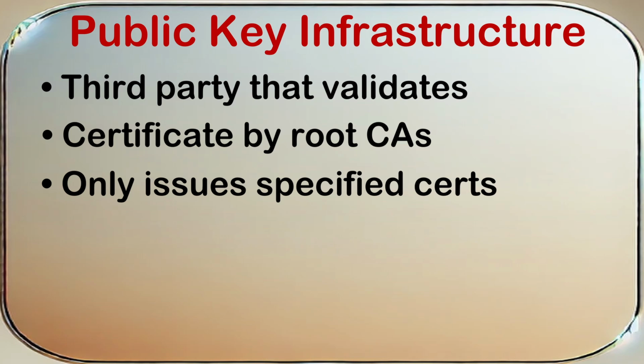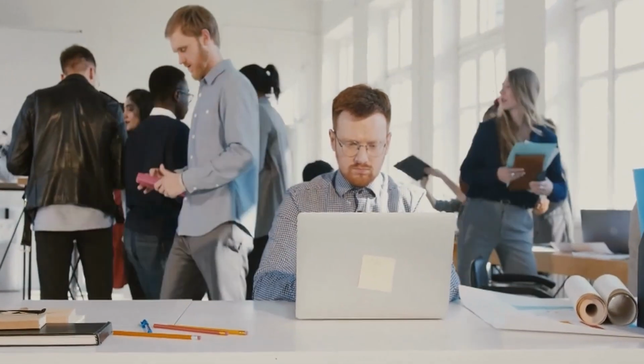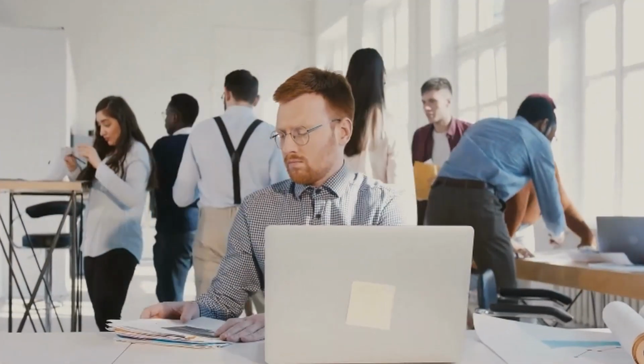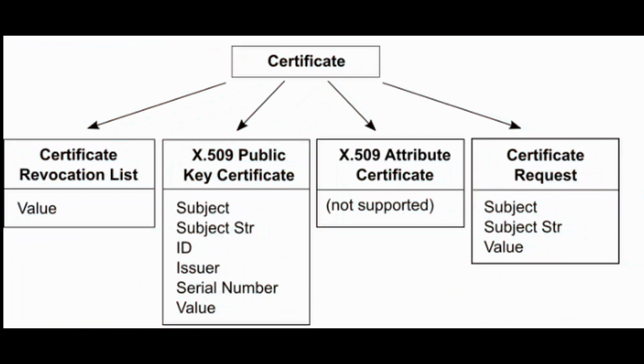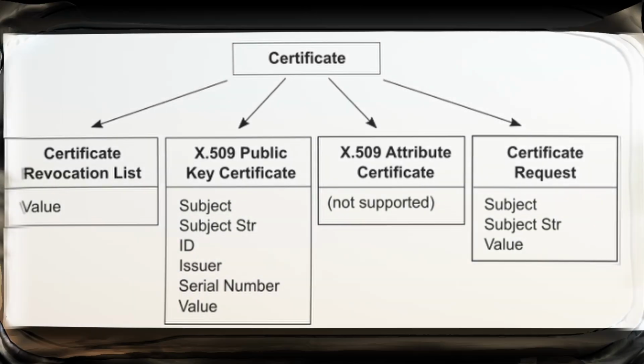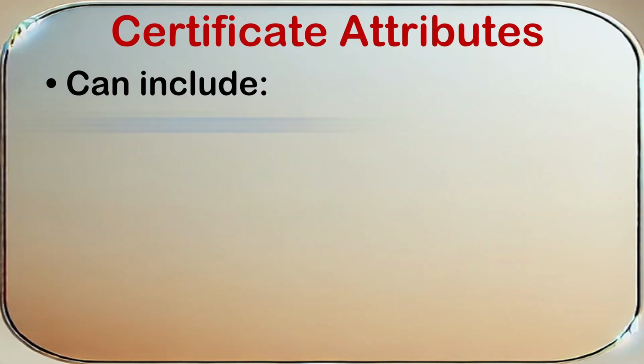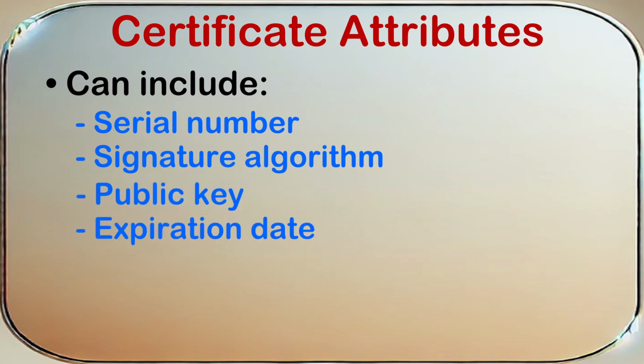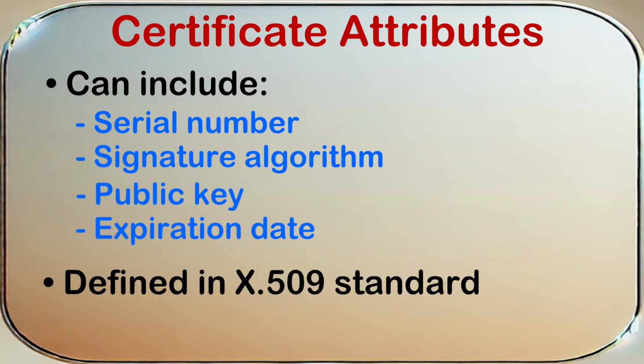No matter who issues the certificates, each one has specific attributes for specific purposes. Each CA's responsibility is to maintain a database that contains information on each certificate they've issued. This information is mainly their certificate's attributes. These attributes contain everything from the serial number and signature algorithm to the public key and expiration date. CAs use the X.509 standard to define these attributes.